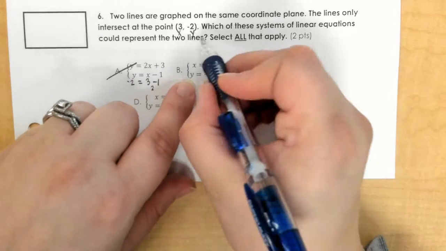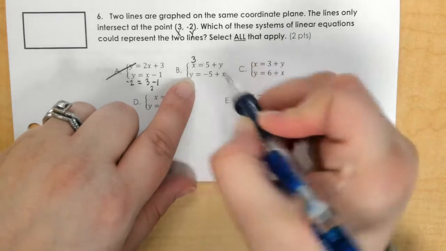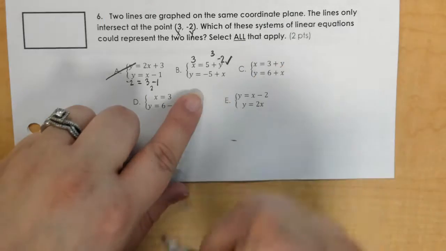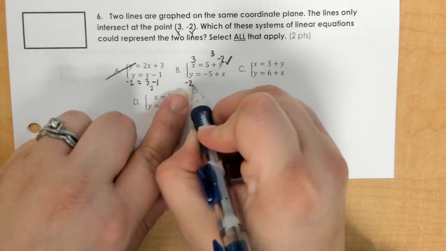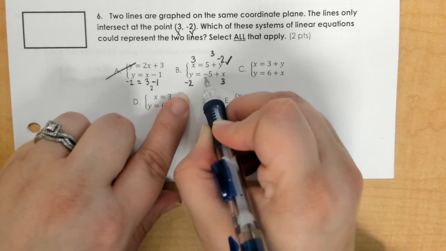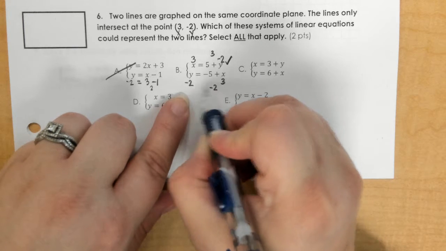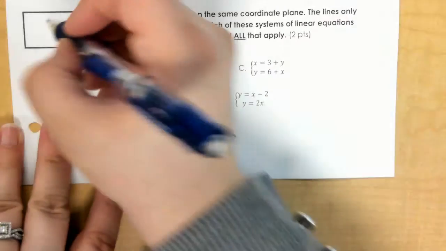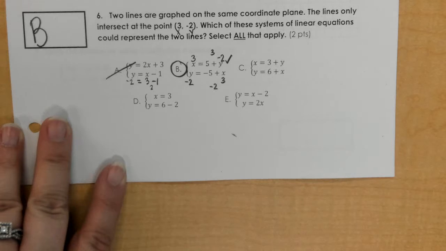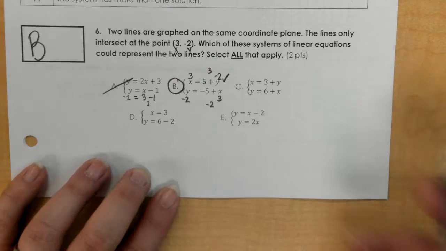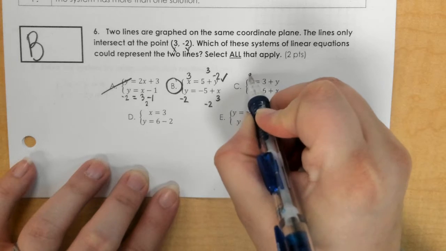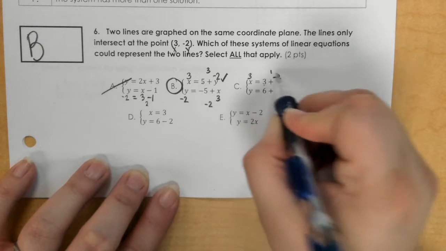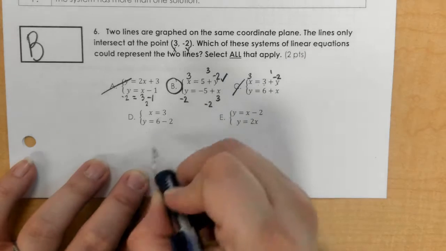For B, if I plug x is 3 and y is -2, 5 minus 2 is 3. So that does work. I also need to see if it works in here. So -5 plus 3 is -2, and that equals -2. So B is a solution. For C, I need to plug in x is 3, y is negative 2, and 3 minus 2 is 1. 3 does not equal 1. So C is not a solution.